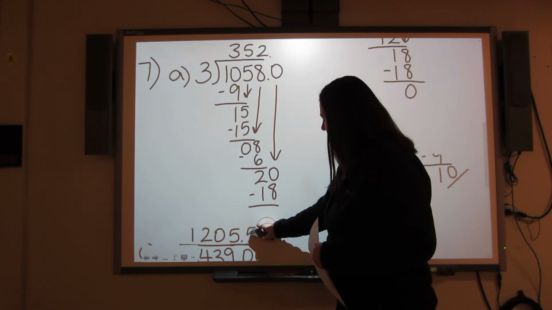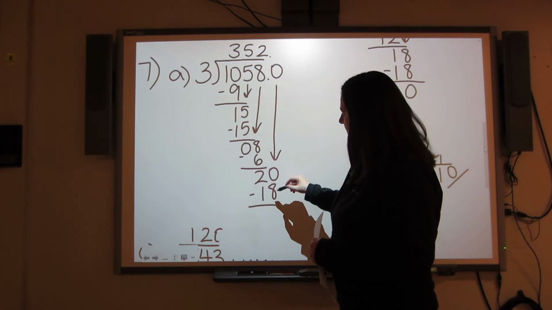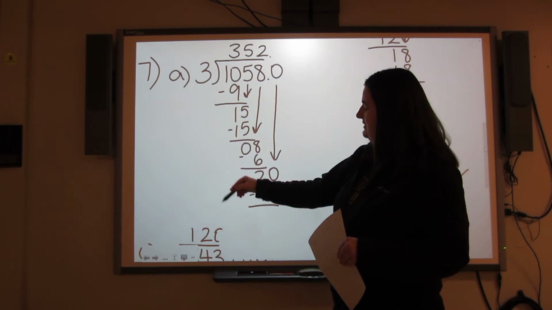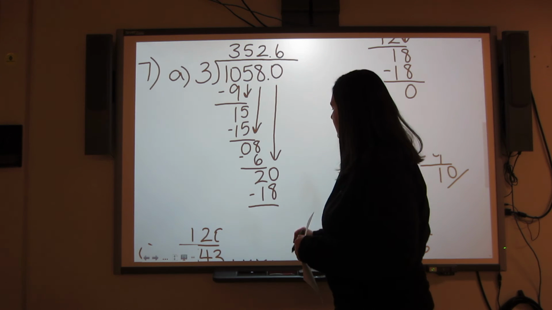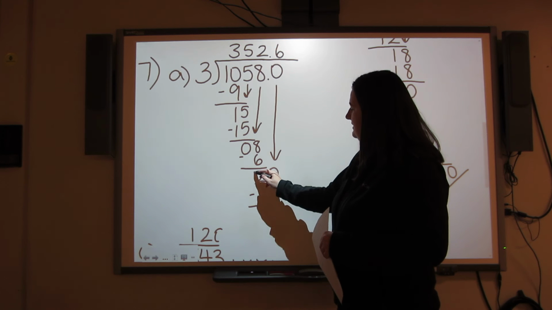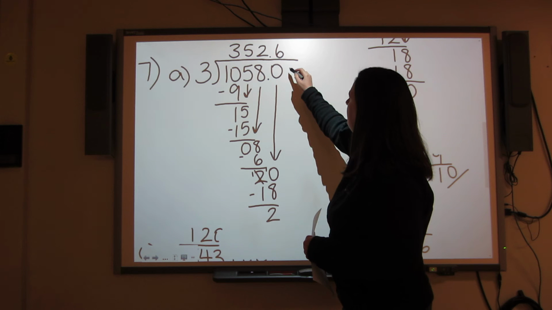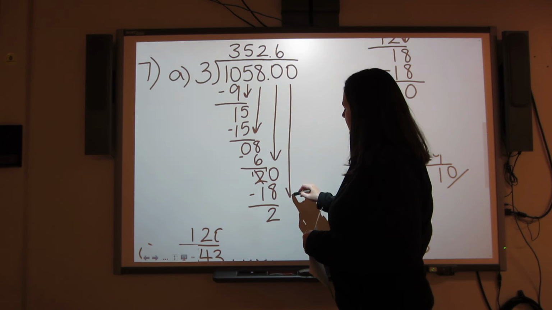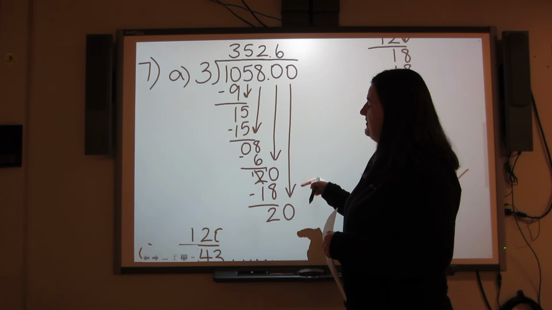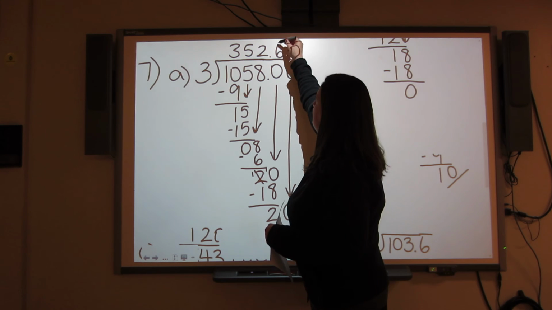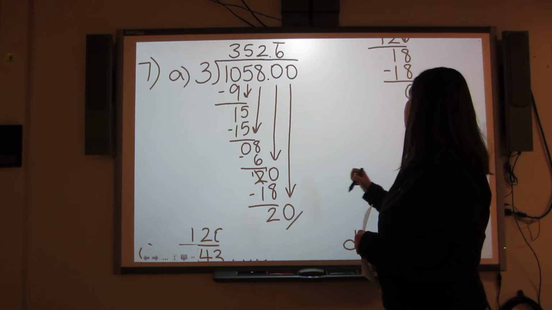I have to erase this guy. 3 into 18, if you look to the side, is 6. 20 minus 18, I have to borrow, is 2. If I drop a 0, I've got 20 again. Now remember, when that happens, that means that it's a repeating decimal, and I'm done.